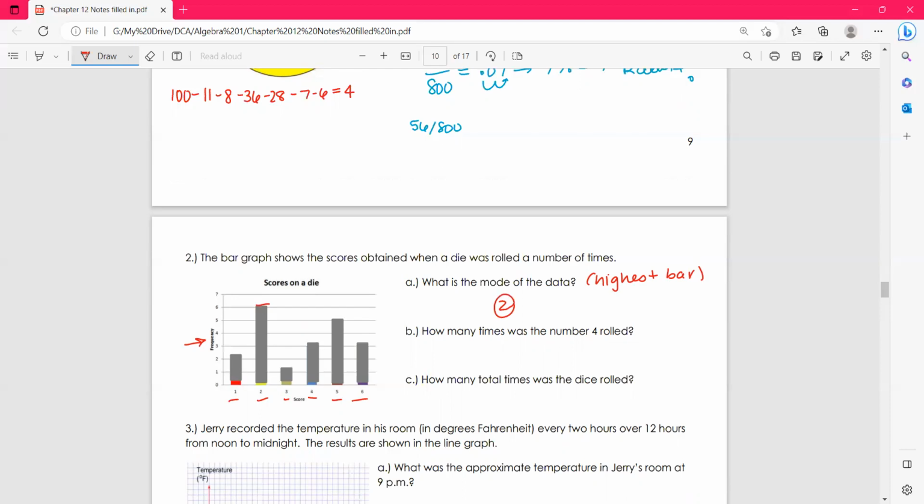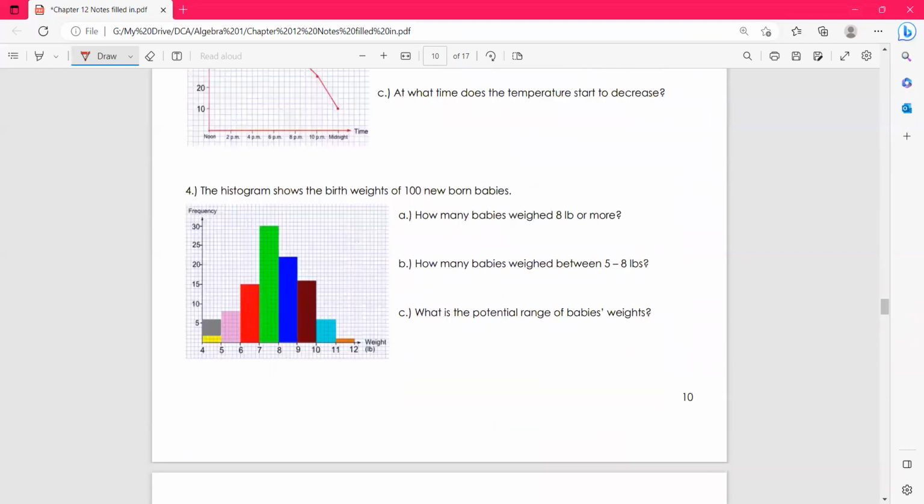How many times was the number 4 rolled? If I go to 4, this says it's about 3 times. We're going to round up because we can only roll whole numbers. How many total times was the die rolled? So I've got 2, 6, 1, 3, 5, and 3. So I've got 2 plus 6 plus 1 plus 3 plus 5 plus 3: 8, 9, 10, 11, 12, 17, 20 times.